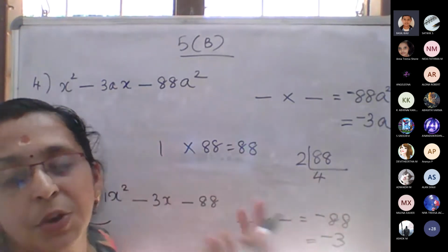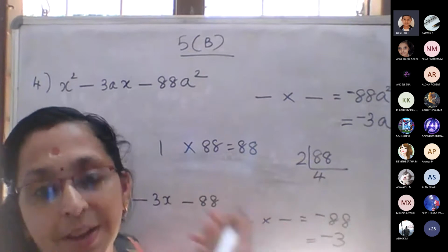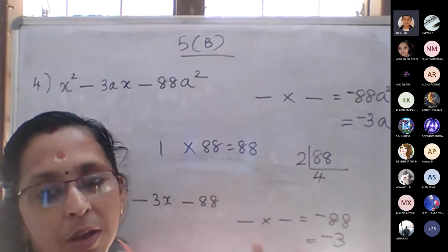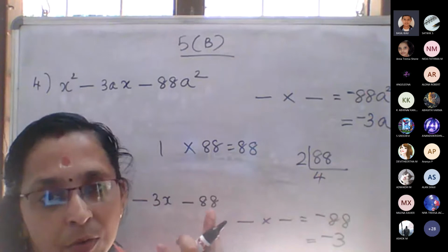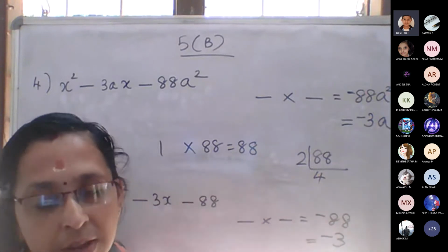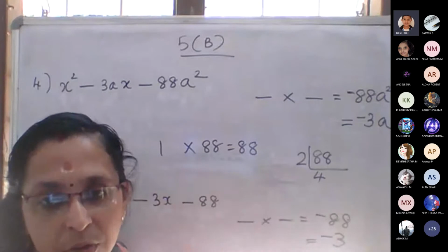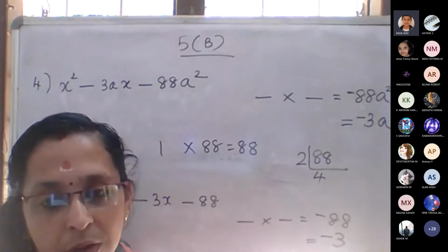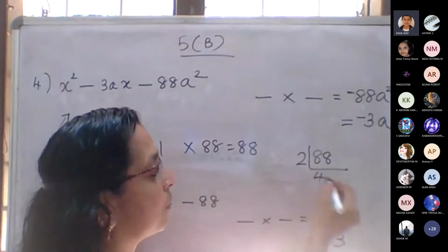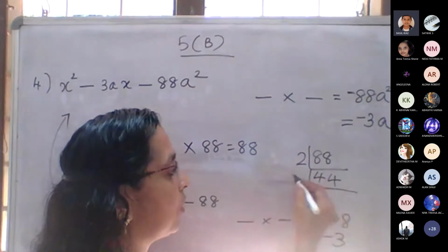If the numbers are 2 and 3, we don't need any method. Directly we can write 2 into 1 is 2, plus 1 is 3. And in the previous question, 3 into 1 is 3, and 3 minus 1 is equal to 2. We didn't do any method, prime factorization or factorization. In the same way, whichever method is convenient, you do.